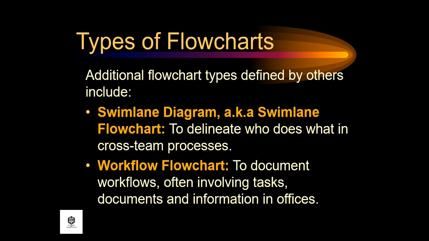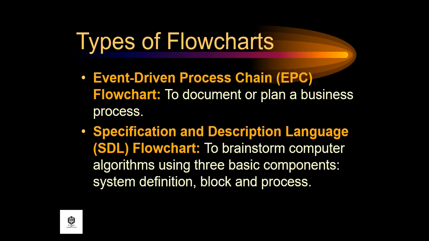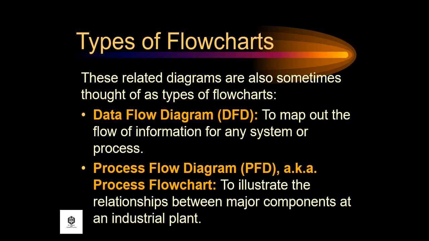Additional flowchart types defined by others include swim lane diagram, aka swim lane flowchart, which is to delineate who does what in cross-team processes. Another is workflow flowchart, to document workflows often involving tasks, documents, and information offices. Event-driven process chain or EPC flowchart, to document or plan a business process. A specification and description language or SDL flowchart, to brainstorm computer algorithms using three basic components, the system definition, block, and process.